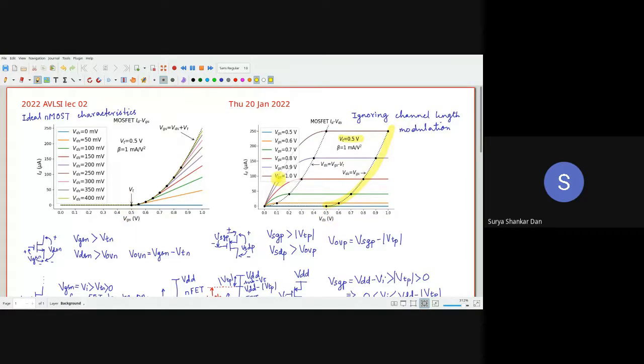What is the implication of this shift will become clear when we deal with the channel length modulation. This is going to be very important. In fact, very important. I'm emphasizing this at the very beginning itself in your analog IC design course. Just as a passing comment, the analog IC design course has begun already.